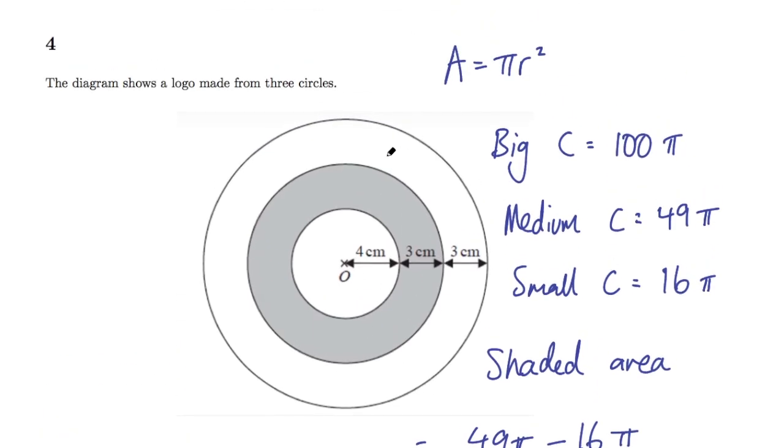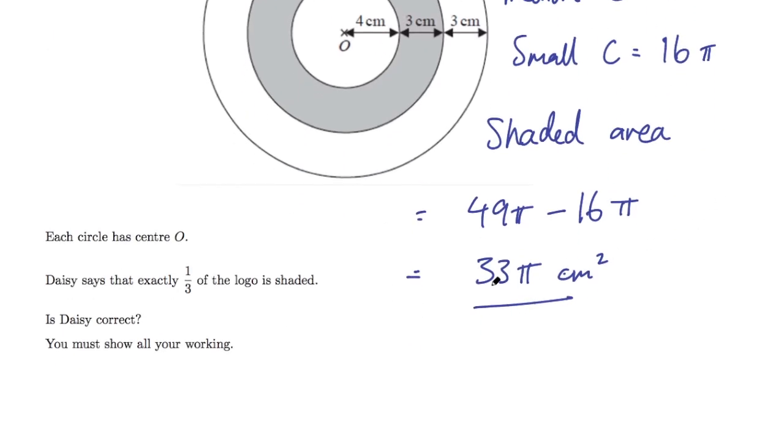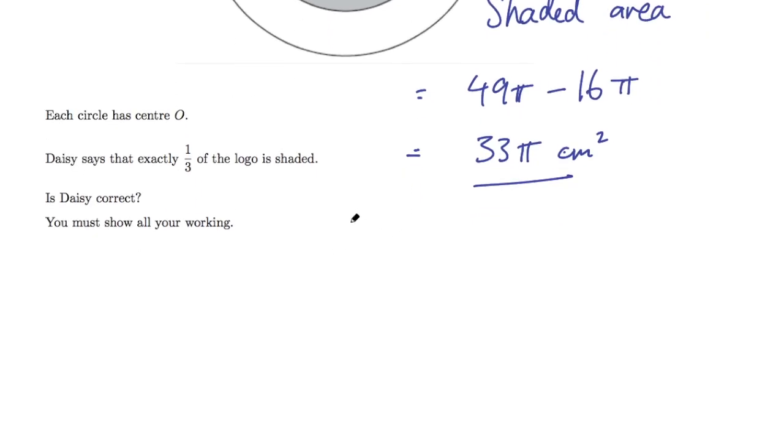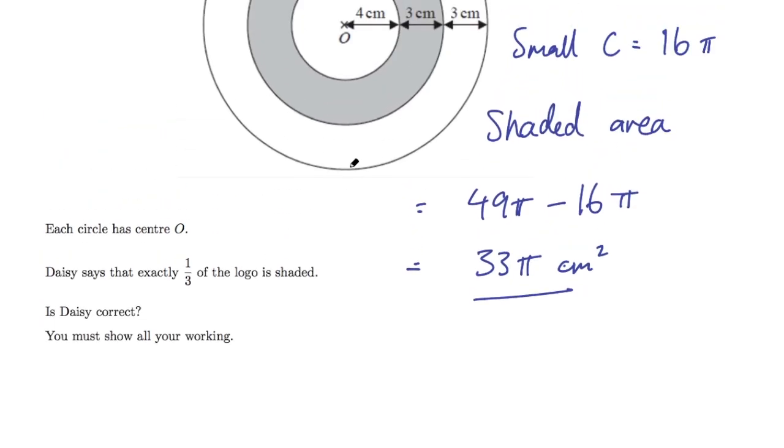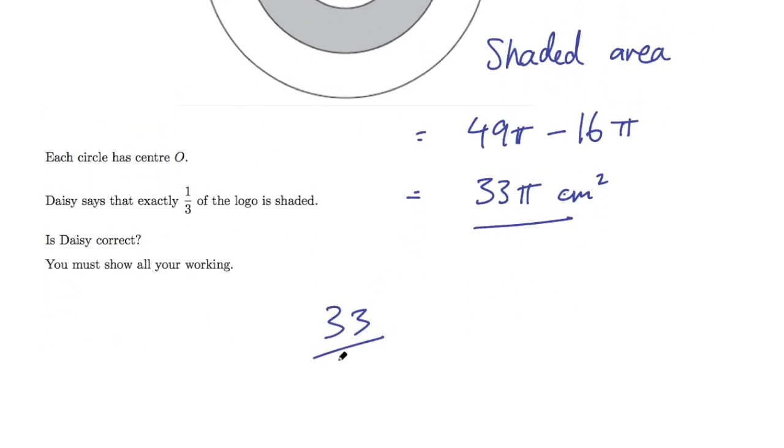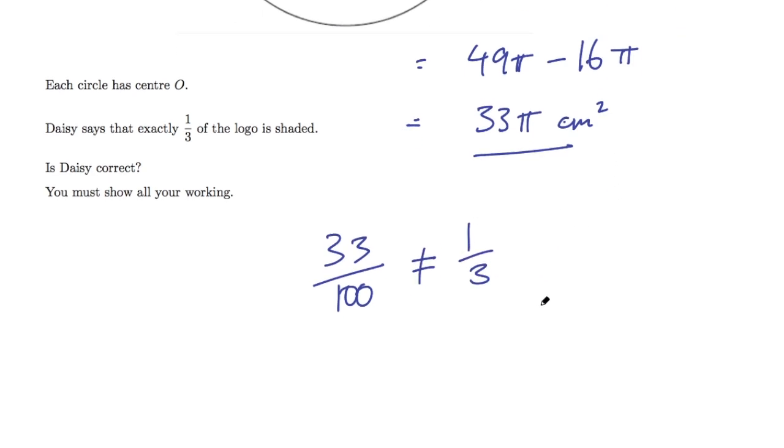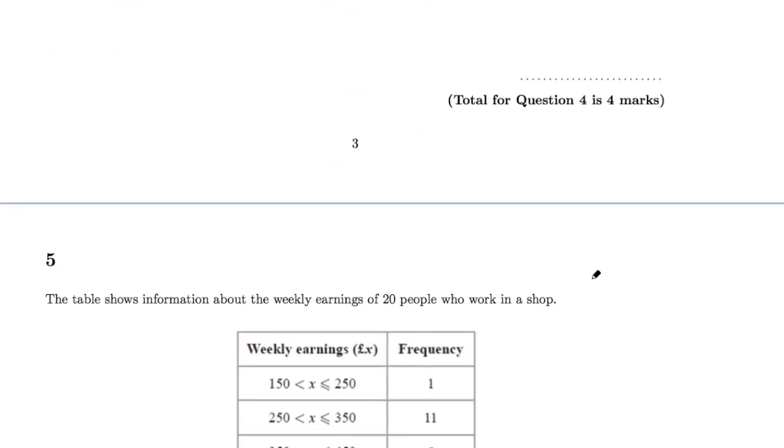Okay, so we know the area of the shaded region. The area of the whole logo was the area of this big circle. So the whole logo has an area of 100 pi. The shaded region is 33 pi. So while that's very close, it's not exactly a third. And then you need to state this in a sentence. So you could say something like, no, 33 over 100 does not equal a third. So Daisy is not correct. Okay, so that's question 4.